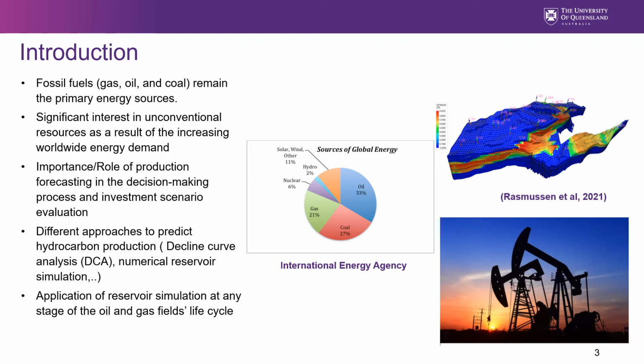As a result of the increase in worldwide energy demand, the interest in unconventional resources, such as coal seam gas, has increased. Forecasting their production plays a crucial role in the decision-making and investment scenario evaluation. Different methods can be applied to predict well performance, such as decline curve analysis, which is a classical approach, but we will be looking at another alternative to forecast hydrocarbon production, which is numerical reservoir simulation.